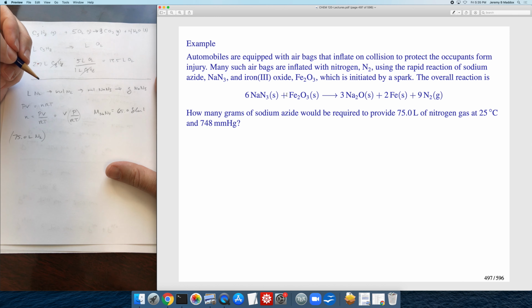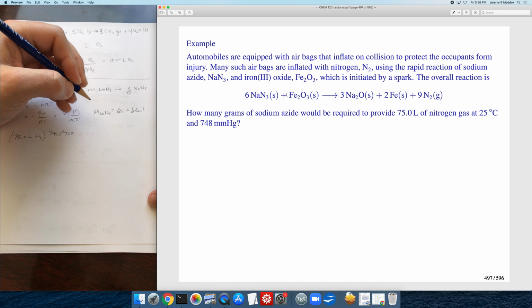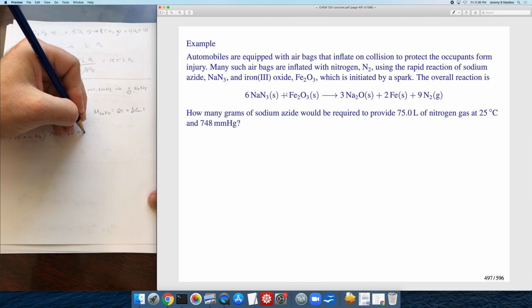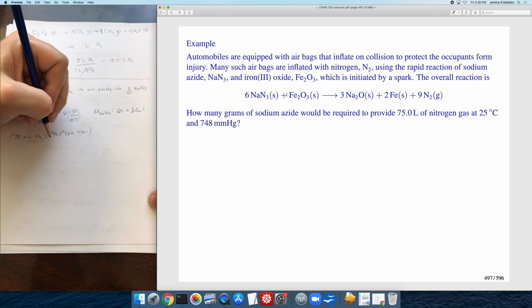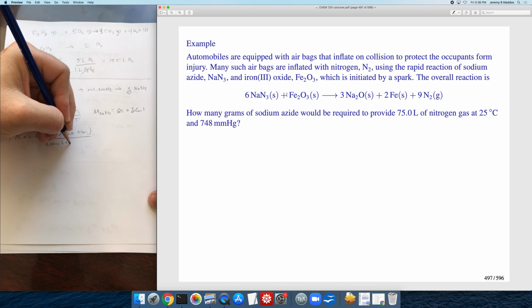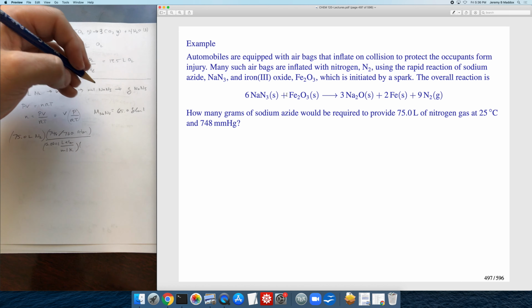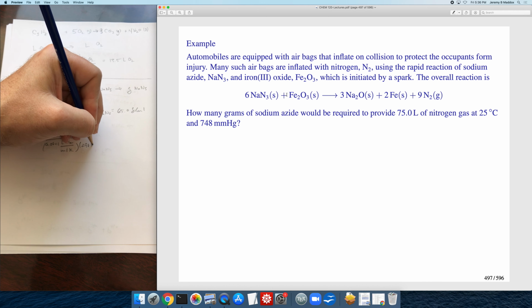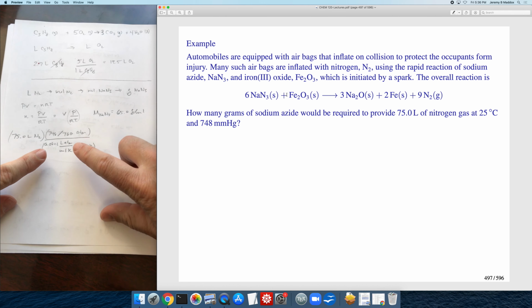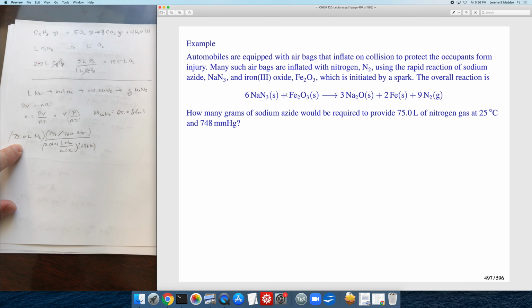So our pressure, we want to do 748 divided by 760. Okay, that's going to give us the pressure in atm. And then we're going to divide that by 0.0821 liter atmospheres per mole Kelvin. And we need to get rid of the Kelvins. And so we're going to multiply that by 298 Kelvin. Okay, so this factor is going to convert this volume to moles of nitrogen.